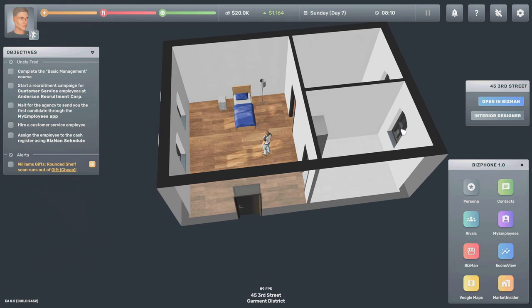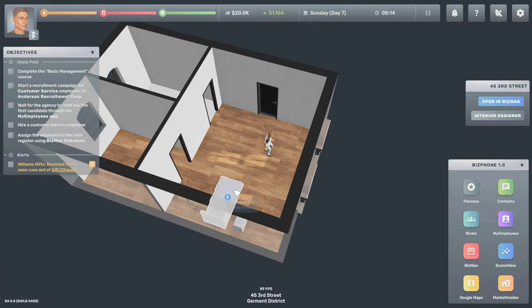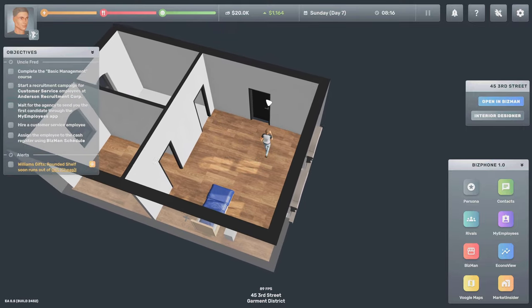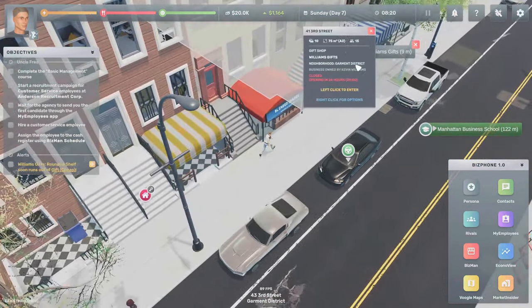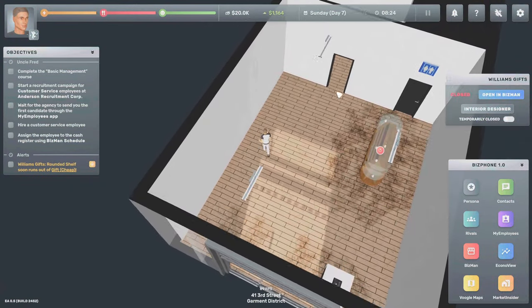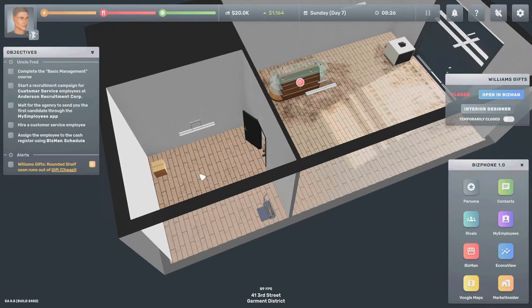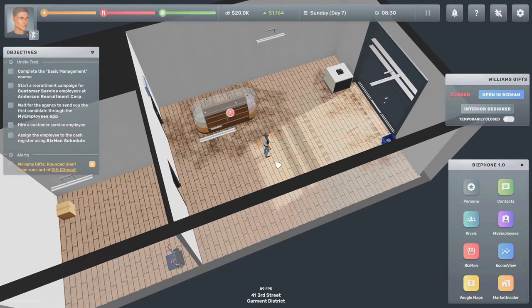All right. Well, that does the first part of the tutorial. We got ourselves a place, and we got ourselves our first business. And I think that's going to do it for today. Yeah, that's going to do it for today.